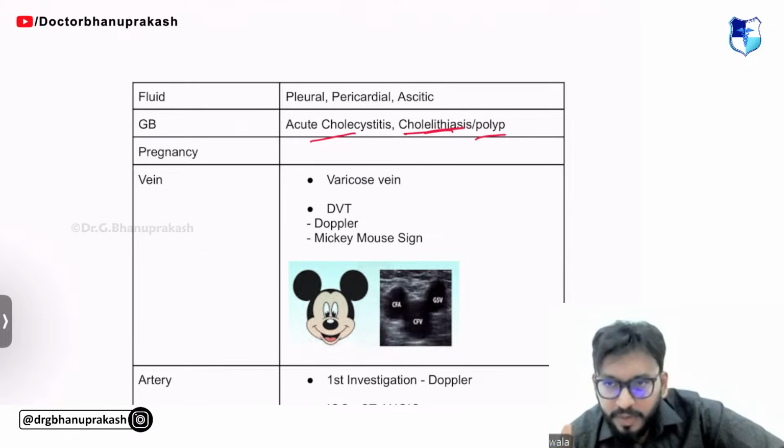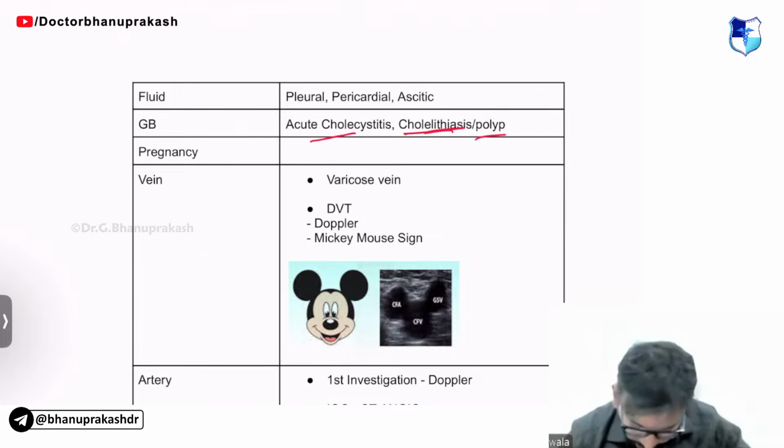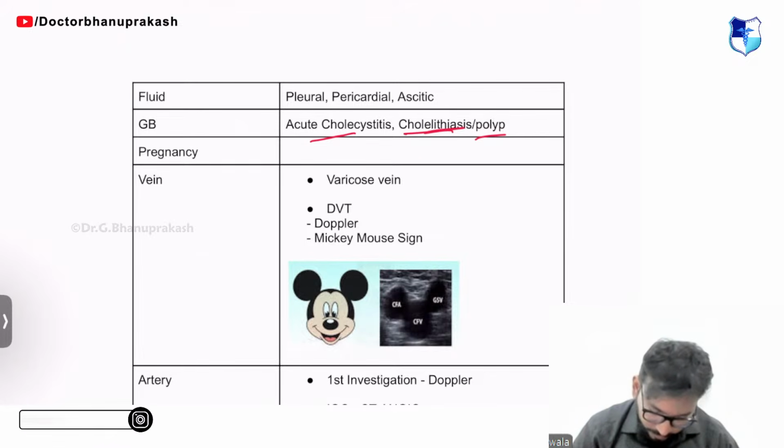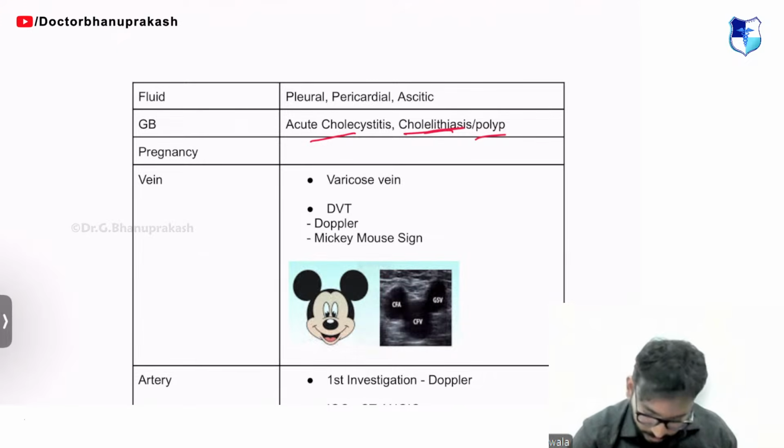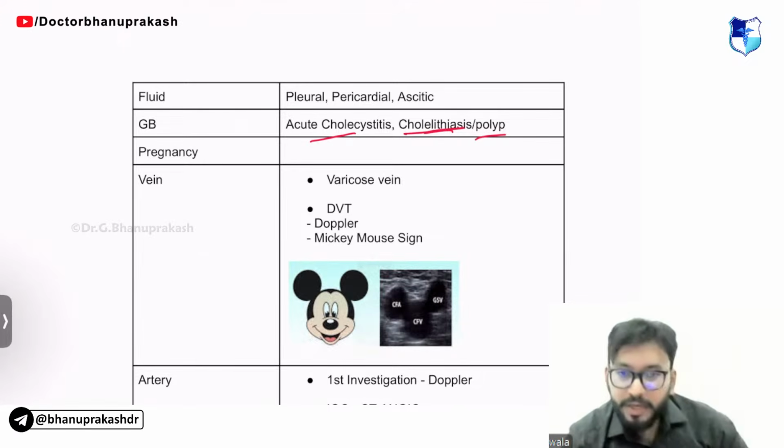Endoluminal probe. Does anyone remember what was the frequency of an endoluminal probe? Come on, guys, tell me. I'm looking at it. Come on. What was the frequency of an endoluminal probe, guys? Come on.